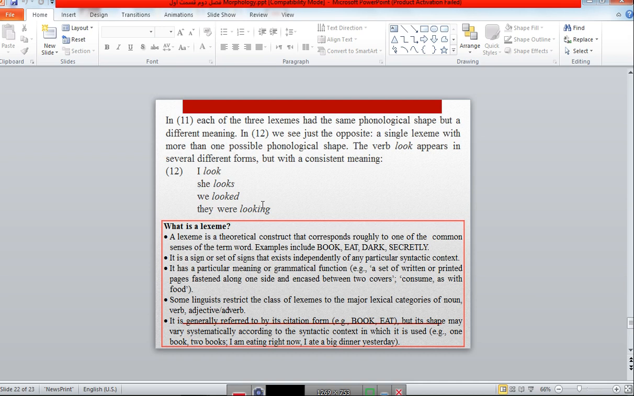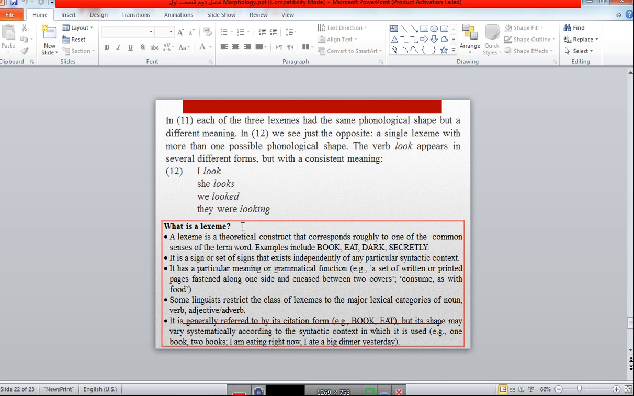We must be dealing with a single lexeme, so we call them a single lexeme, but one that happens to be realized in several different forms depending on grammatical context. This example shows you that a lexeme is not a single form, but rather a set of forms, as you see here. So this is the definition of lexeme.